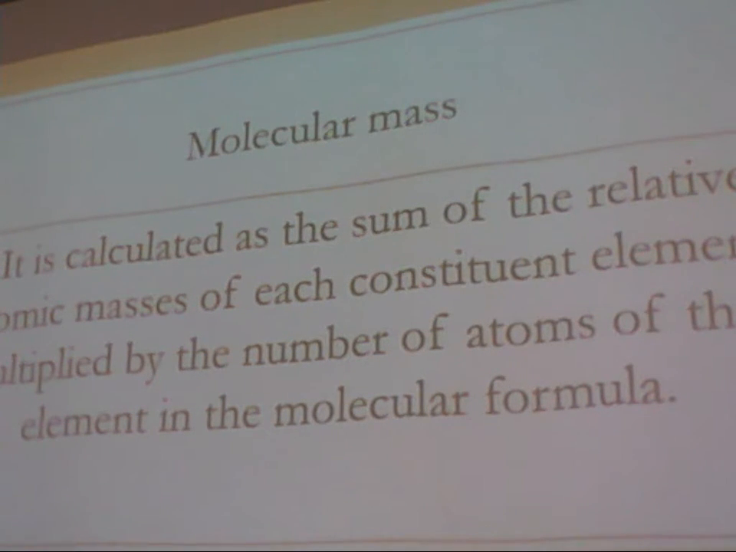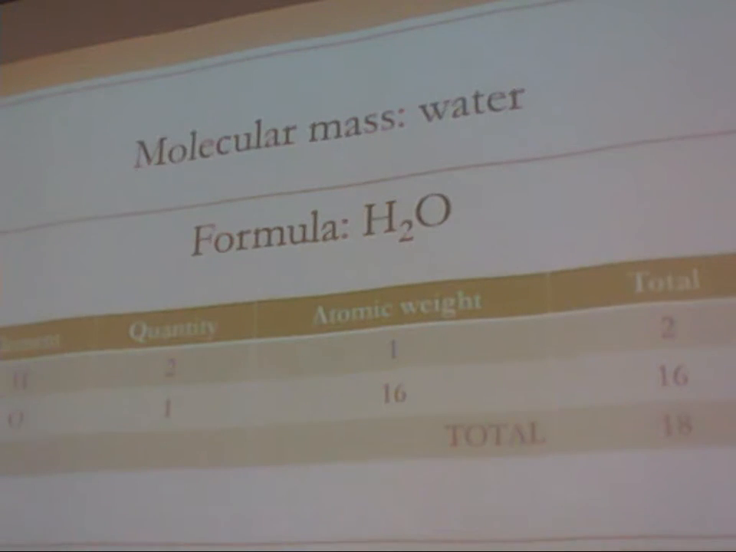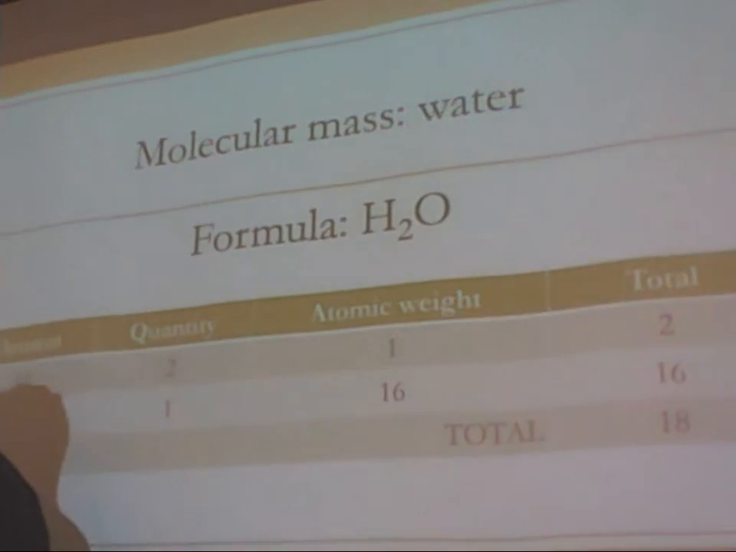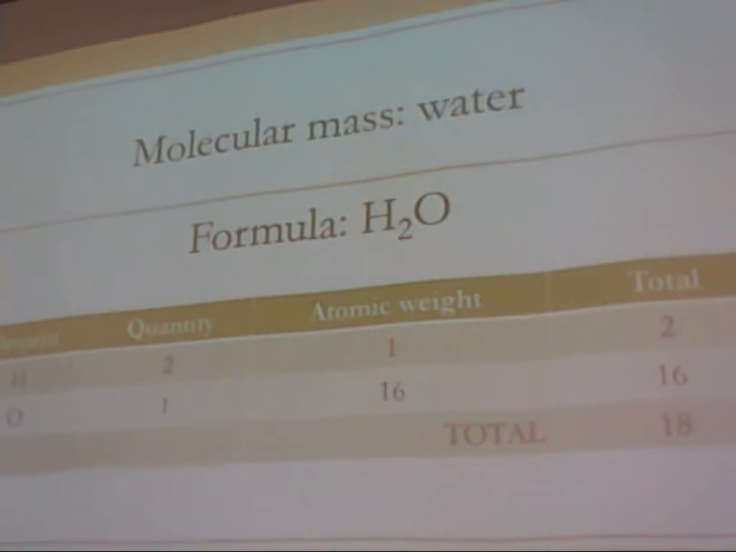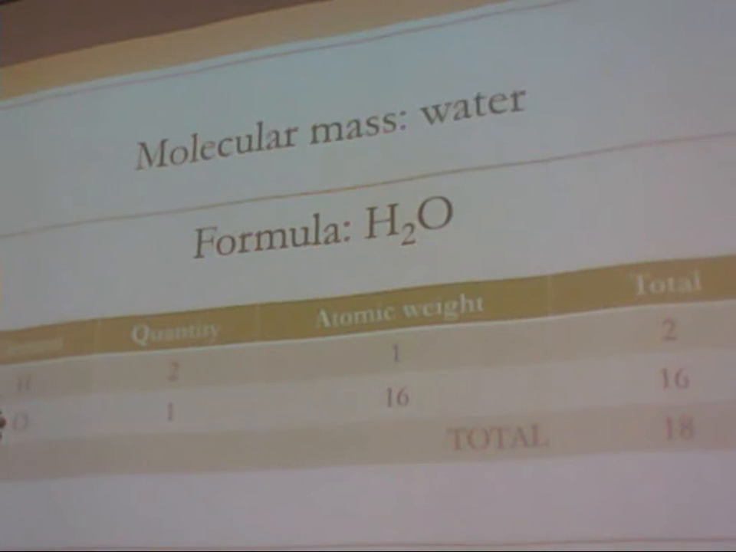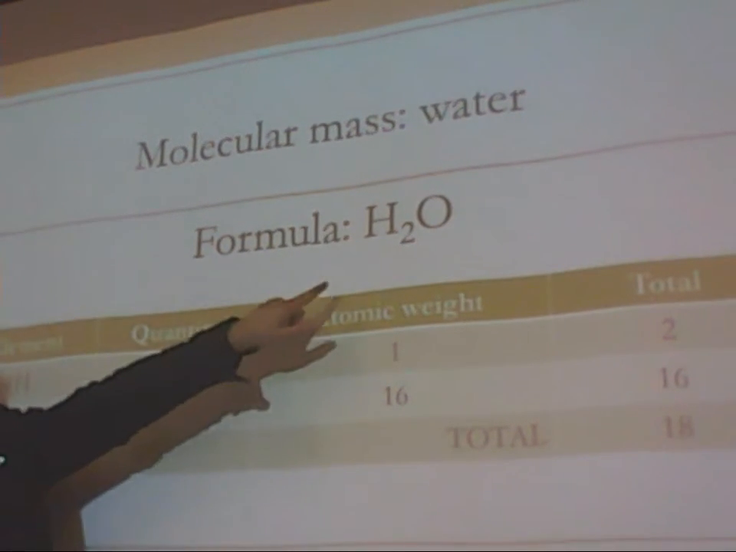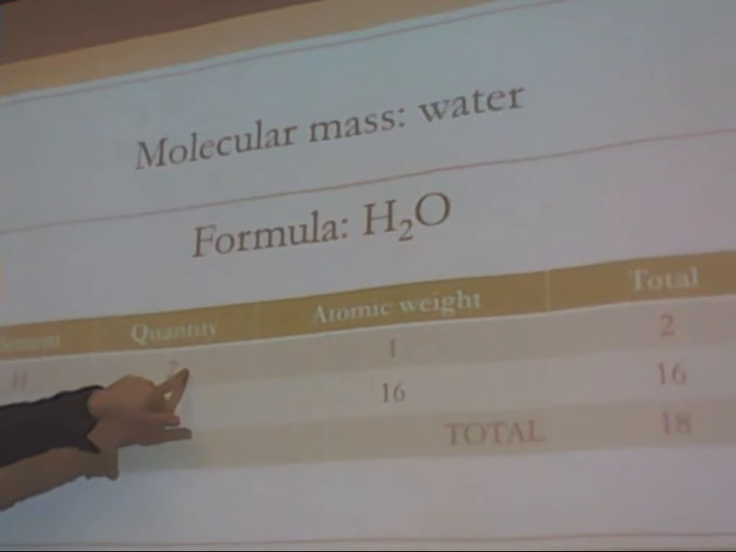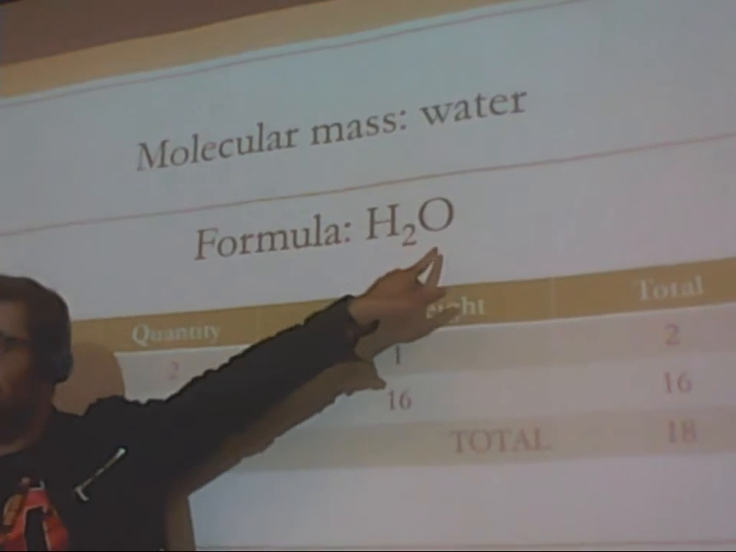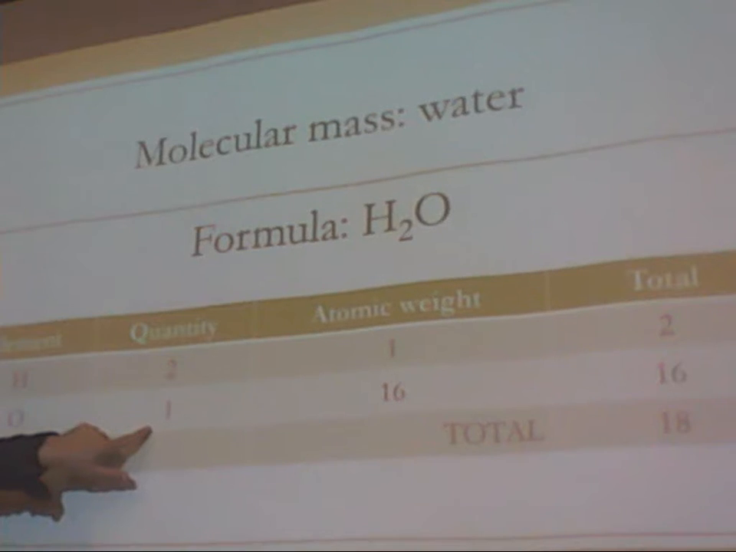Can I go on? Again, you multiply the number of atoms in the formula by the atomic mass. For example, molecular mass of water. You make a table like this with the element H, O, hydrogen, oxygen. Then the number of atoms. Here you have 2 hydrogens. No number means 1 oxygen.